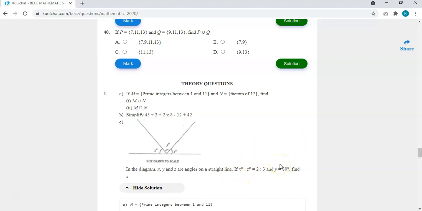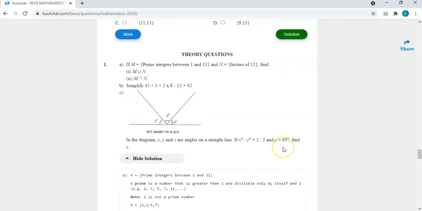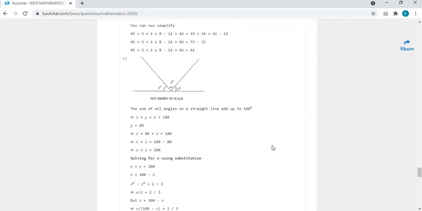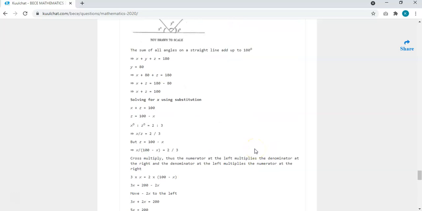Okay, so in this option 1, we have the second method with the substitution. But let me go over what I'll explain, then I come back to that. So solving using substitution, we've talked about this already. The sum of all the angles on a straight line should give you 180. So since our y is 80, when you add x plus 80 plus z, you're supposed to get 180.